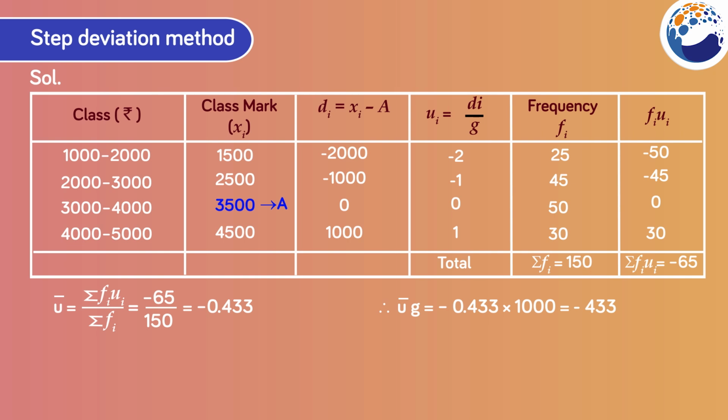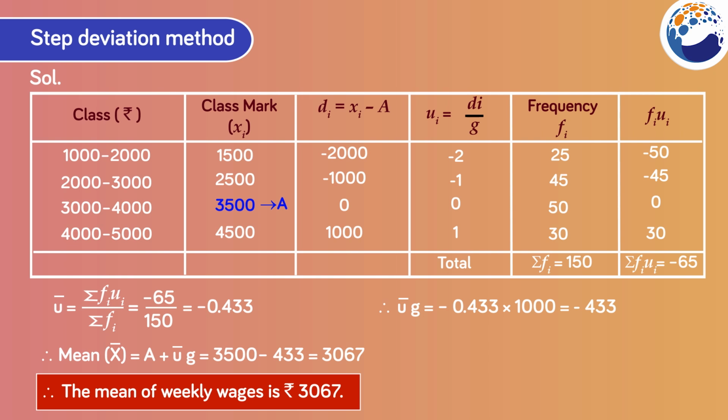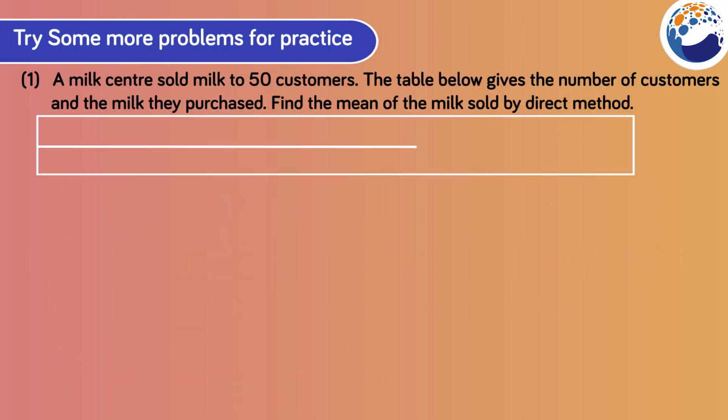Then we find the mean x bar, is equal to A plus u bar into G, is equal to 3500 minus 433, is equal to 3067. Therefore, the mean of weekly wages is rupees 3067. Try some more problems for practice.